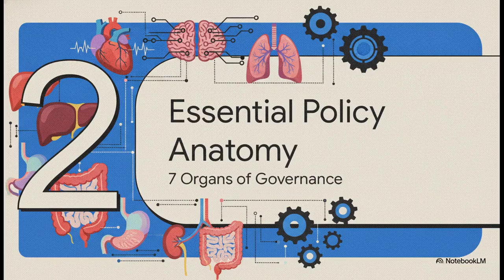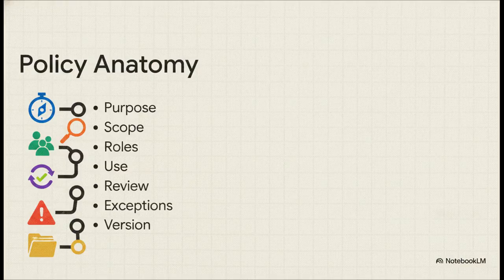Section 2. Essential Policy Anatomy. The 7 vital organs of governance. Today, we break down the anatomy of a comprehensive AI governance policy. We will cover the essential sections you must include: the purpose, scope, assigned roles, acceptable use guidelines, the review cycle, handling exceptions, and strict version control. Notice how this logical progression moves from high-level philosophy straight down to the nitty-gritty day-to-day mechanics. It's the core skeleton that holds up your entire governance structure.